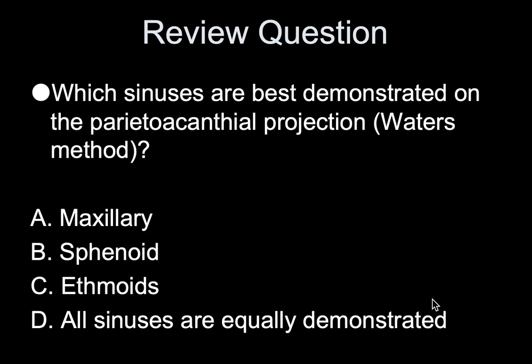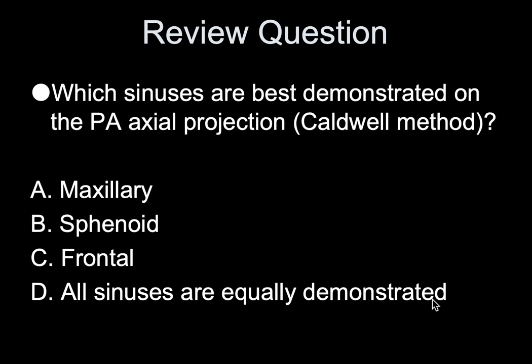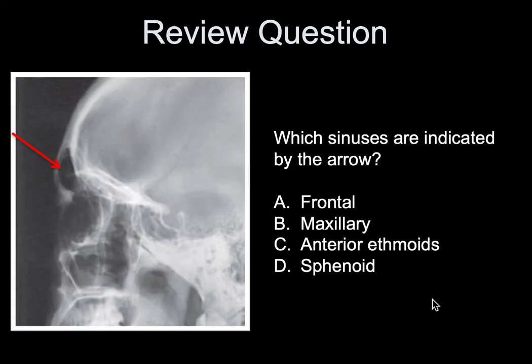Which sinuses are best demonstrated on the parietoacanthial projection, the Waters method? The maxillary sinuses, because the petrous ridges are imaged below them. The other sinuses are going to be distorted, so it is the maxillary sinuses. Which sinuses are best demonstrated on the PA axial projection, the Caldwell method? The frontal sinuses.